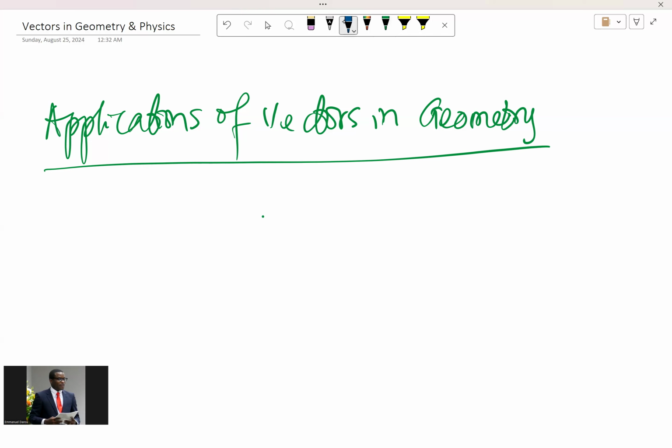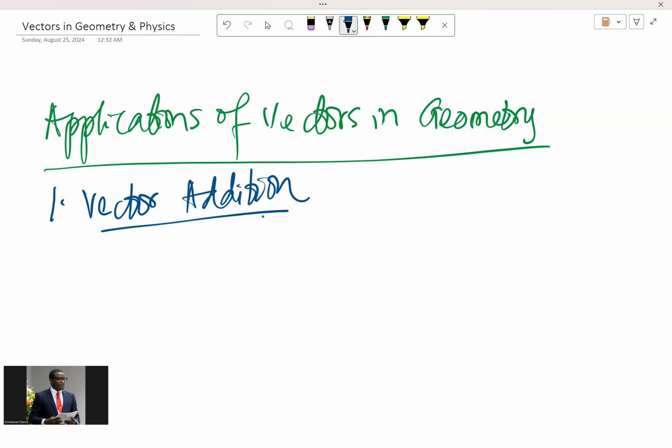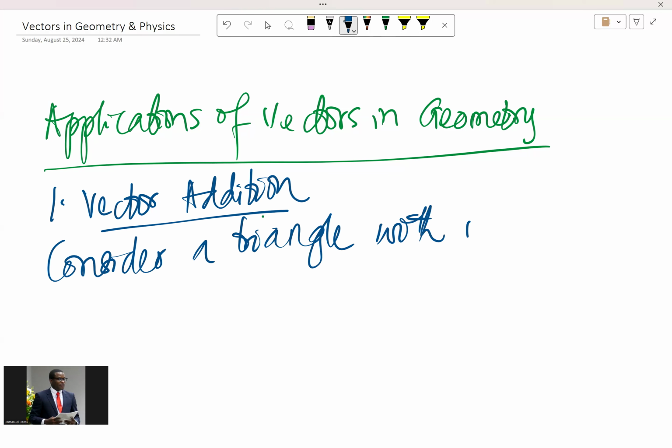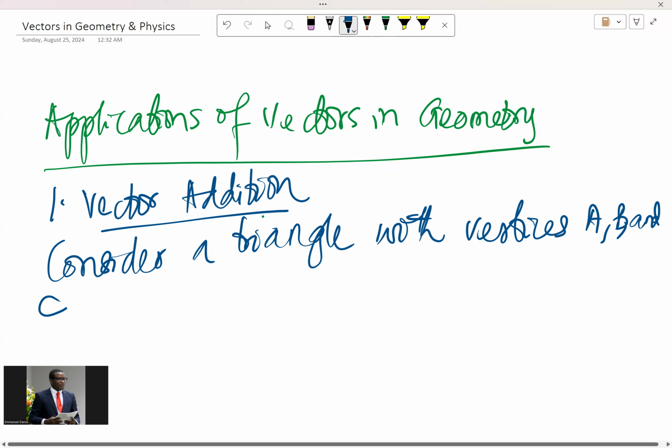So let's start with vector addition. Let's see how vector addition plays a part in this place. Consider a triangle with vertices A, B, and C. So vertices are like corners.